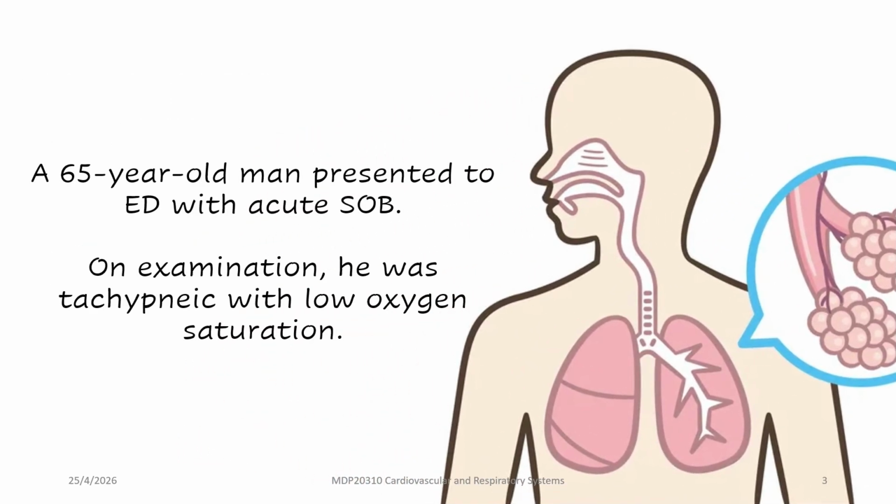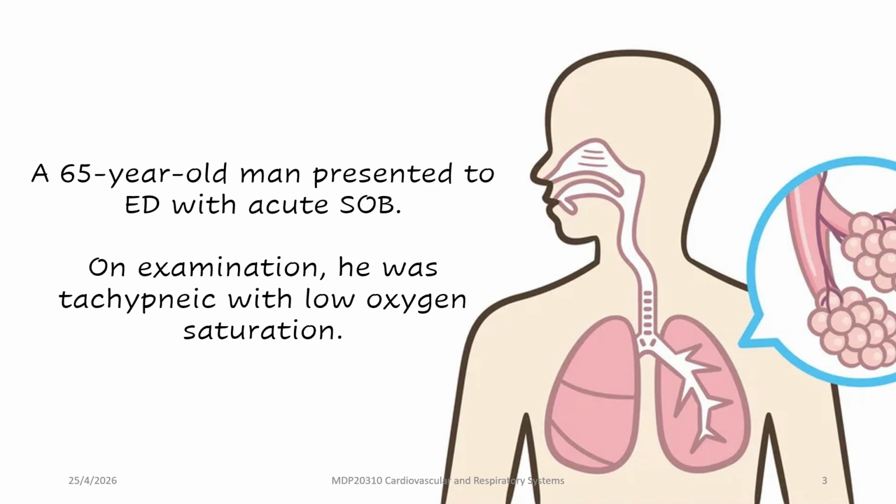Before we begin, let's start with a case scenario. A 65-year-old man presented to the emergency department with acute shortness of breath. On examination, he was tachypneic with low oxygen saturation. So this patient is breathing rapidly but still remains hypoxic. Why does breathing more not solve his problem of oxygenation? In order to answer this, we need to understand how the gases move through the body.